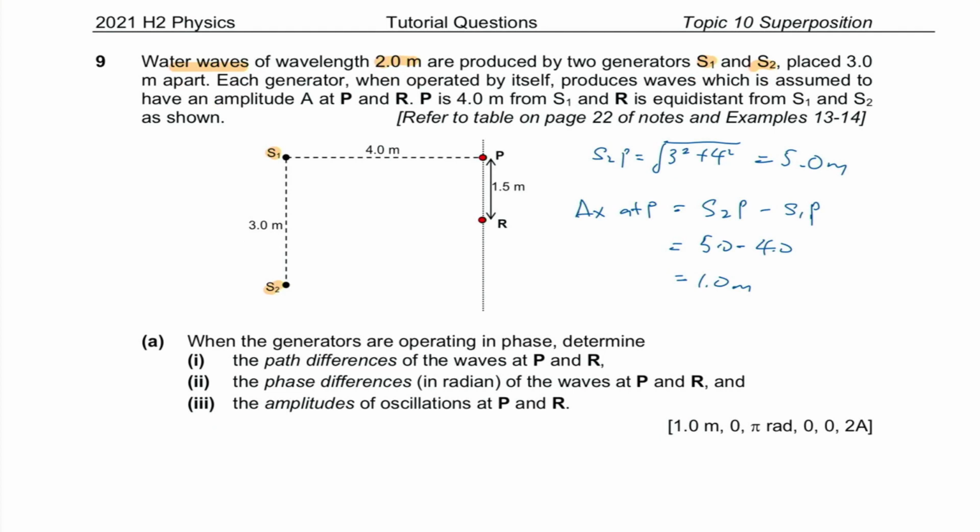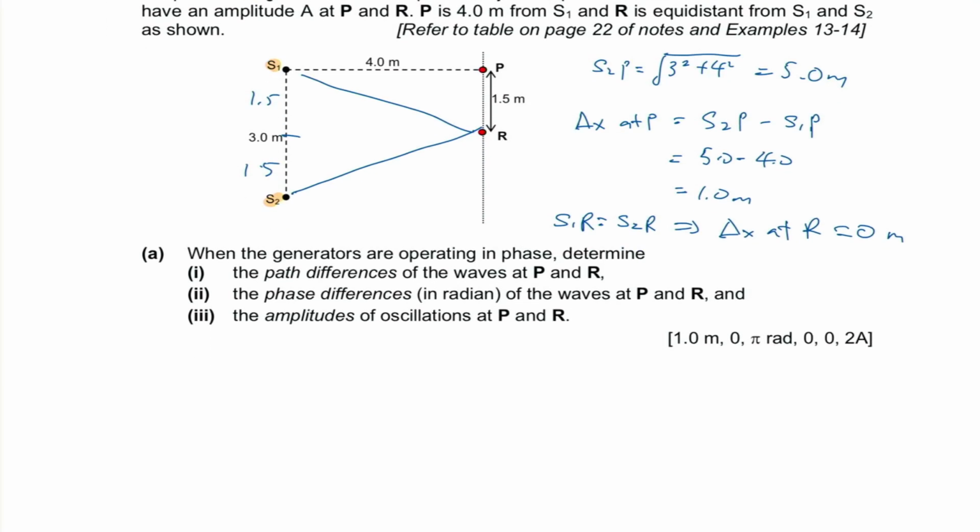That's for P. Then for R, if this is R, this is also 1.5, and this one also must be 1.5. If we draw the line to R, this is here and this is here, you can see that basically this is an isosceles triangle. So we can quickly see that S1R is equal to S2R. That means your delta x at R is equal to 0 meters. Okay, so that's part 1.